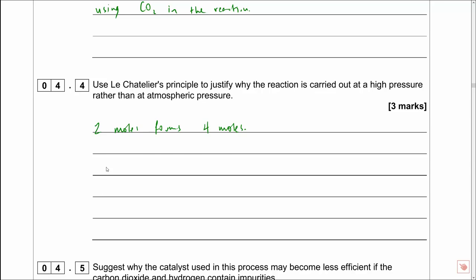and something like: high pressure shifts equilibrium right to oppose the increase in pressure. So why do they bother doing that? Therefore, methanol yield is higher. Now, I think I've actually got about 4 marks worth there, but there's only a 3 mark question. So methanol yield higher, that's the reason industrially why we're bothering doing that.